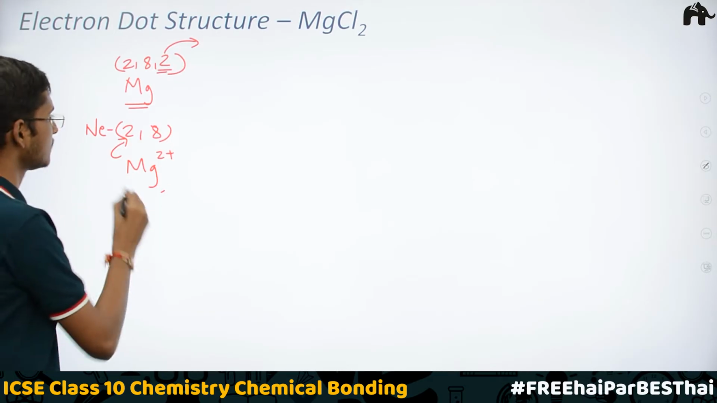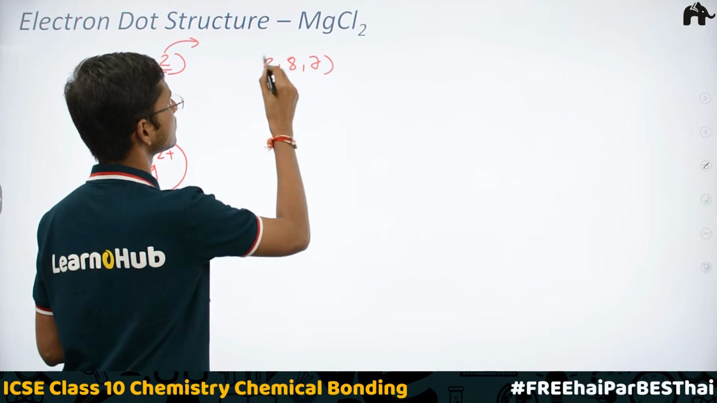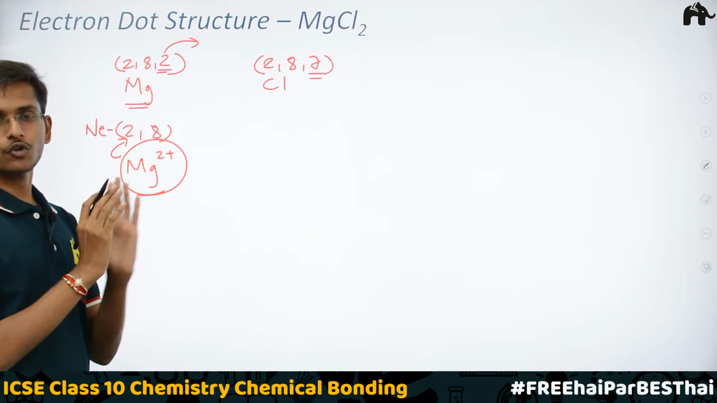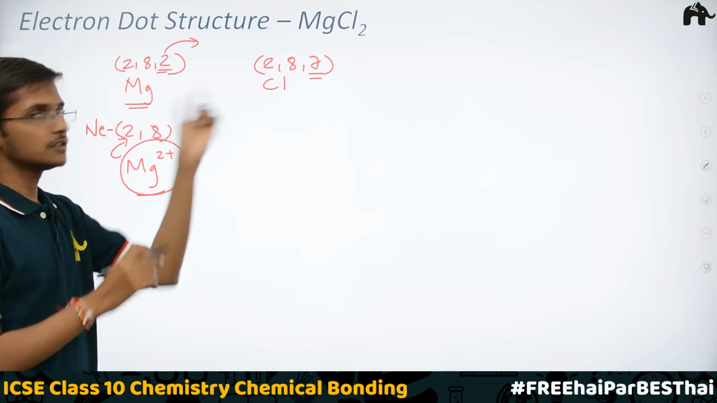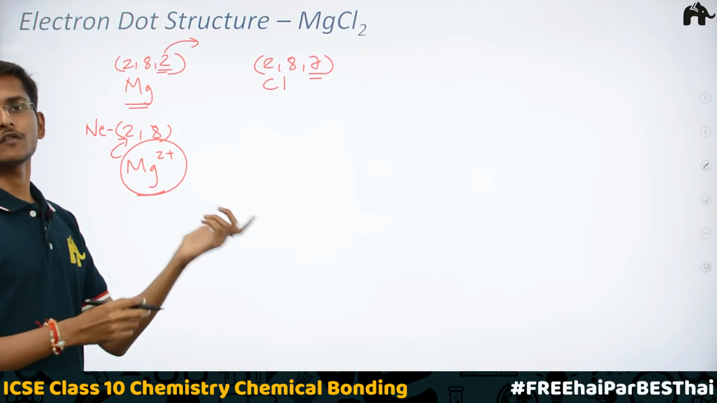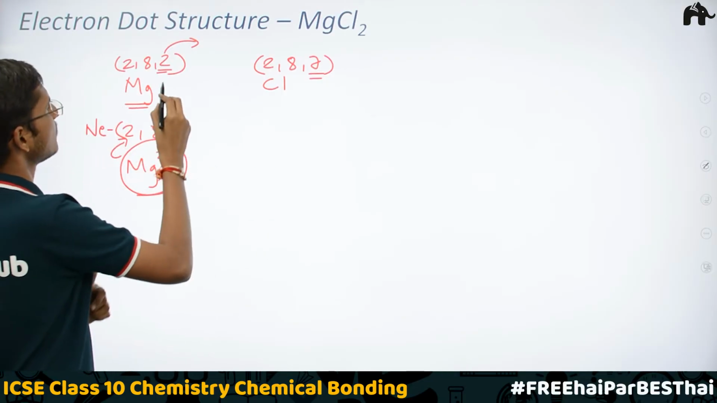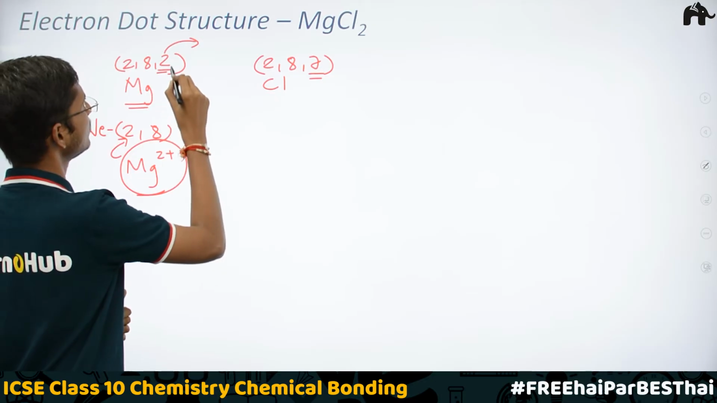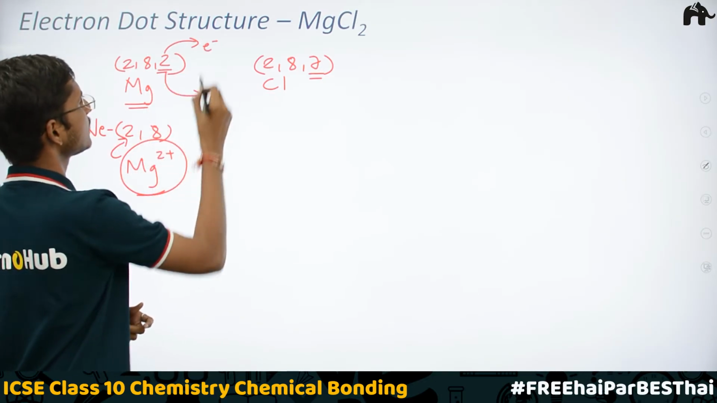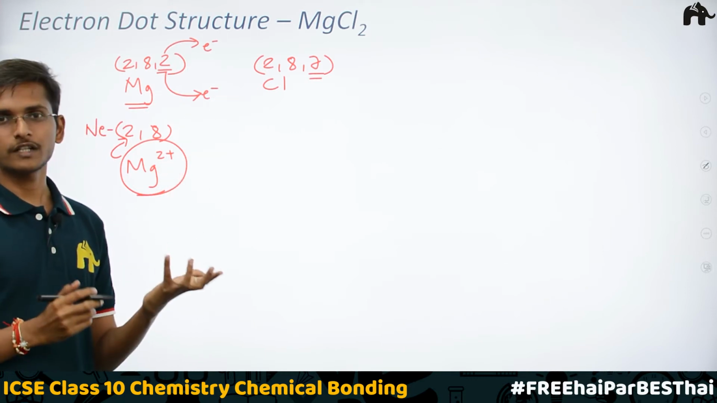Very well, clear. Now the same story for chlorine, 2, 8, 7. It has 7 electrons. It just needs 1 electron so that it would complete its octet, become stable and attain the electronic configuration of argon. But what is happening here? Magnesium is giving up 2 electrons, and our poor chlorine can only accept 1 electron. It cannot accept more than 1 electron anyhow.